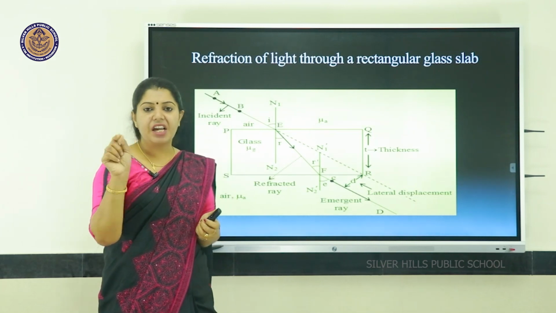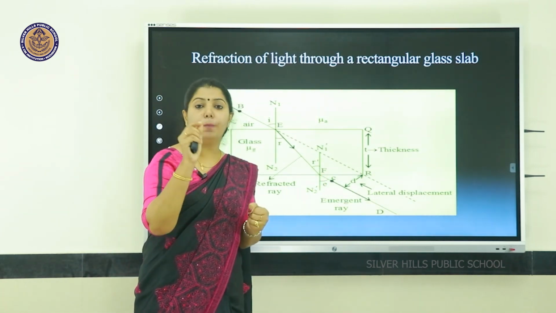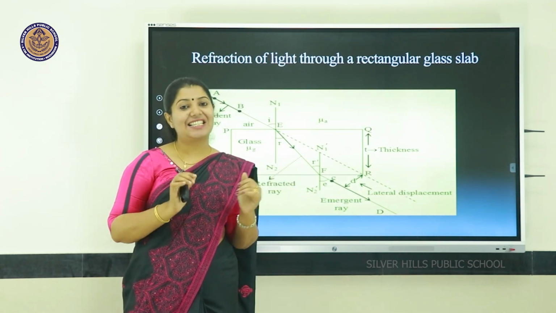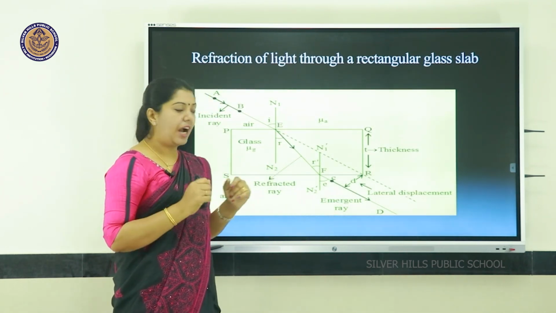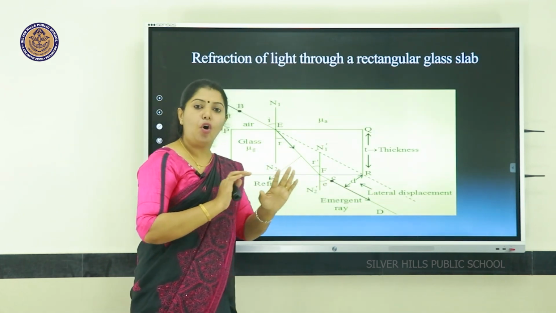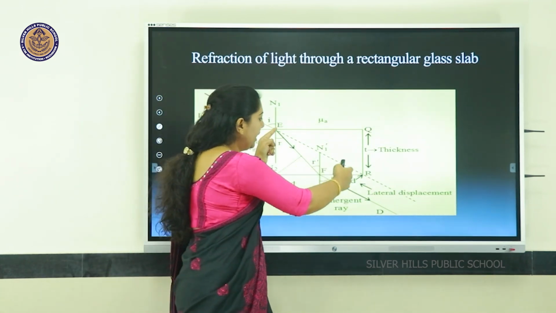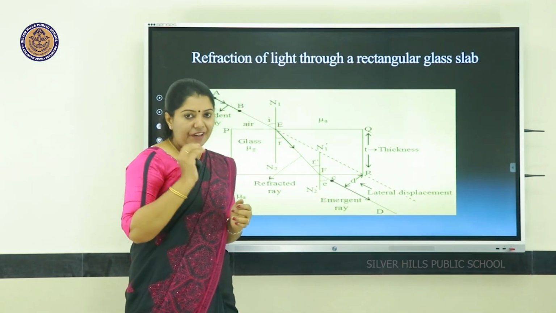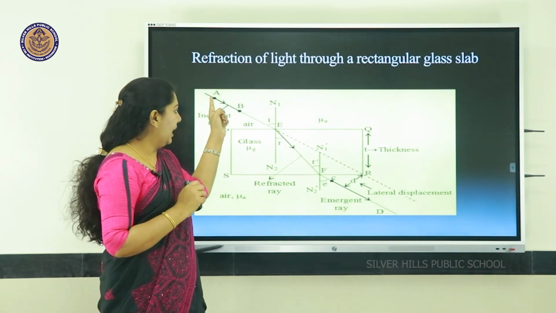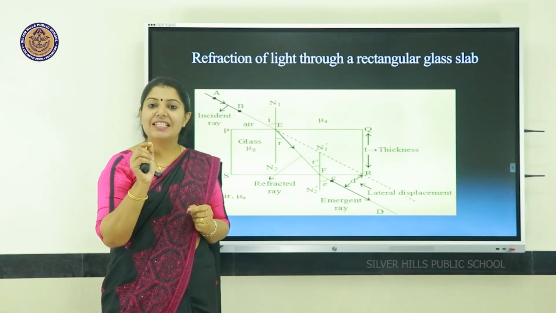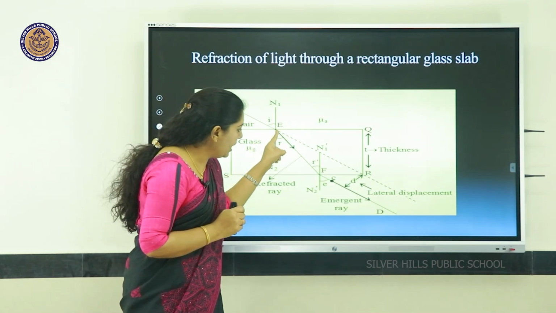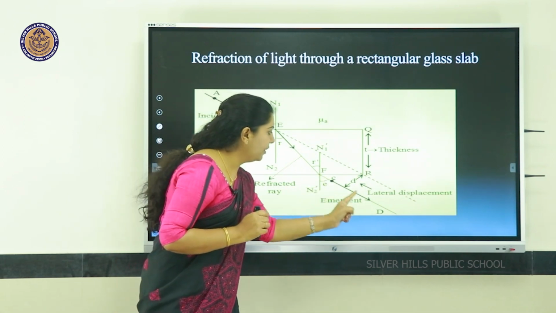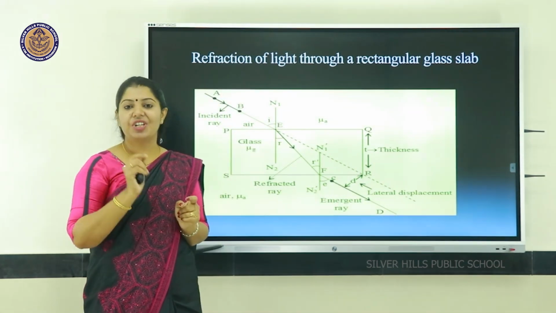At C and D, fix another two pins. Make sure that these four pins are in a straight line. After that, remove the slab and remove all pins. Join the lines EF and FD. We can say that this ray AE is called the incident ray. The ray EF is called the refracted ray and the ray FD is called the emergent ray.